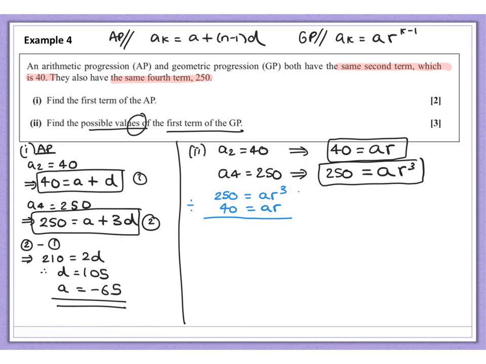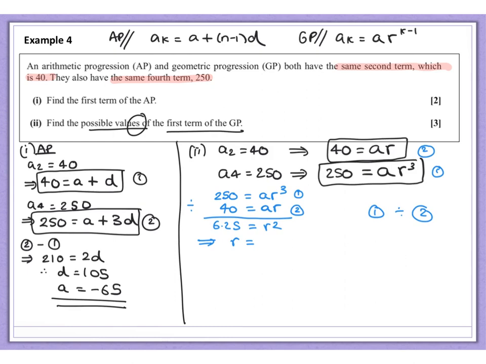So if this is equation 1 and this is equation 2, we're going to do equation 1 divided by equation 2. Now on the left-hand side, 250 divided by 40 is 6.25, and on the right-hand side, AR cubed divided by AR simply gives me R squared. I can then square root to get my value of R.